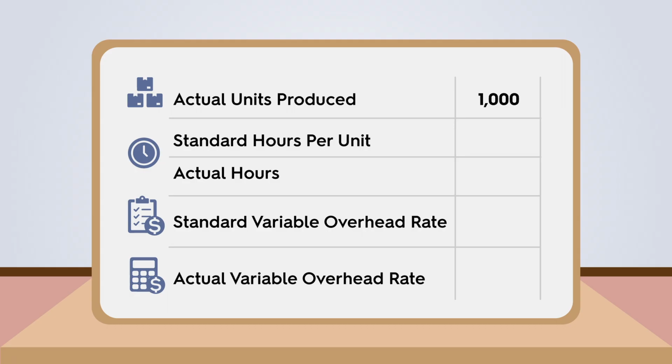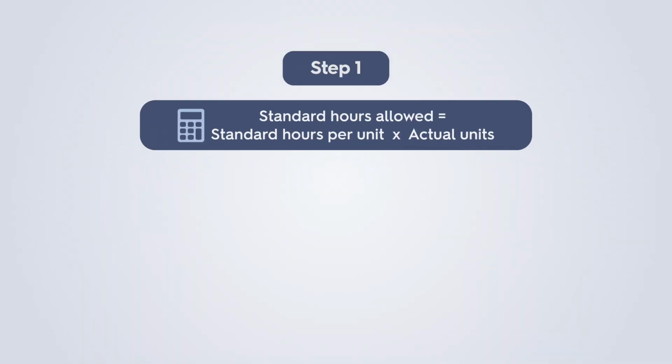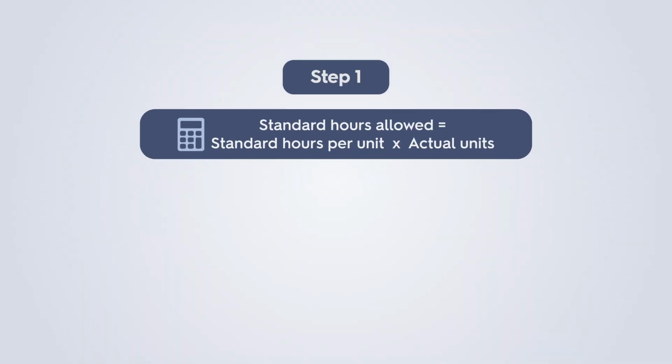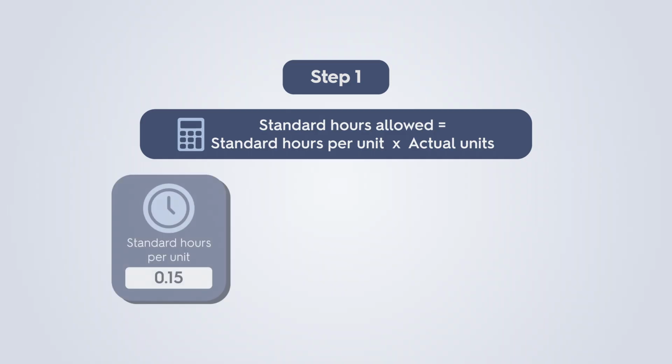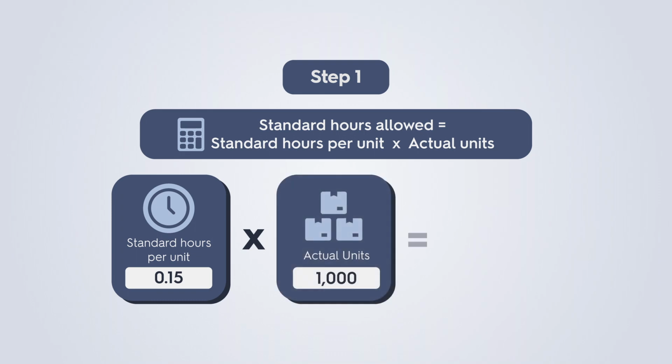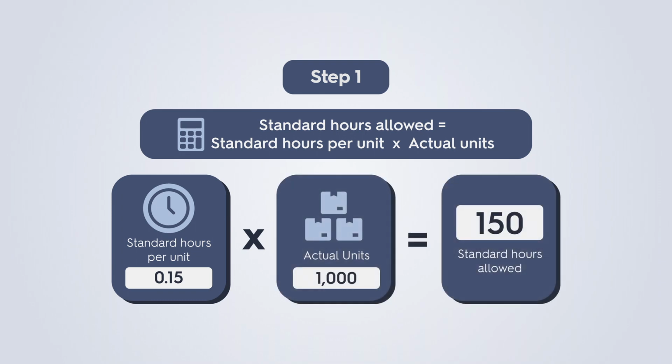Let's work one example. A company produced 1,000 units. Its standard allows 0.15 direct labor hours per unit. Actual hours were 200. The standard variable overhead rate was $10 per hour. Actual variable overhead was $1,200. Step 1 is to find the standard hours allowed for actual production. We take 0.15 hours per unit and multiply by 1,000 units. That gives us 150 standard hours allowed. In other words, that is how many hours the company should have used for this level of output.